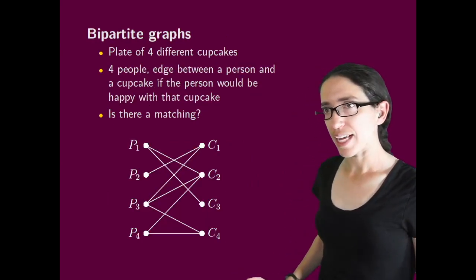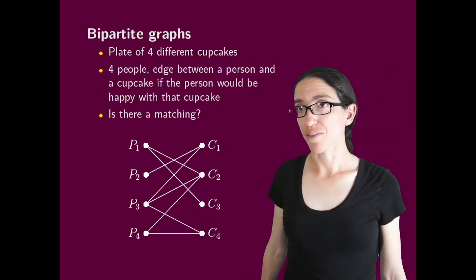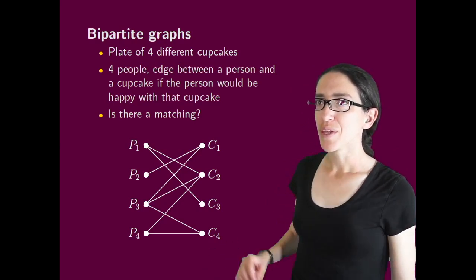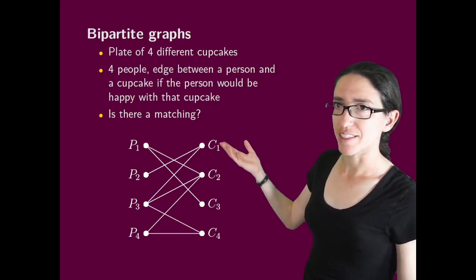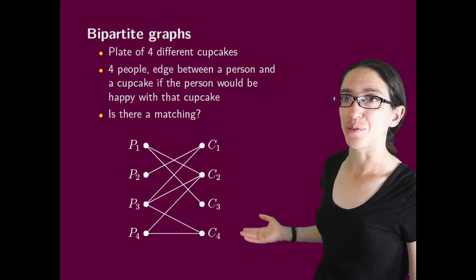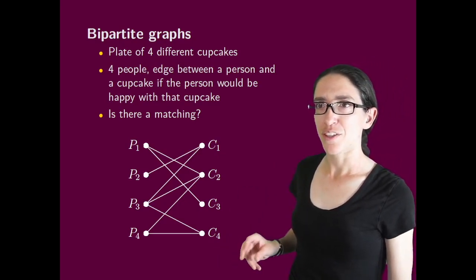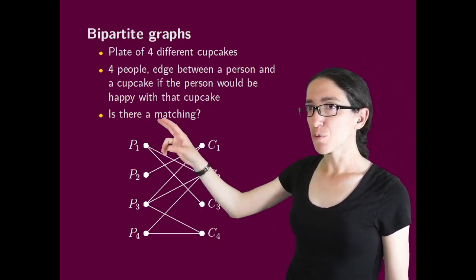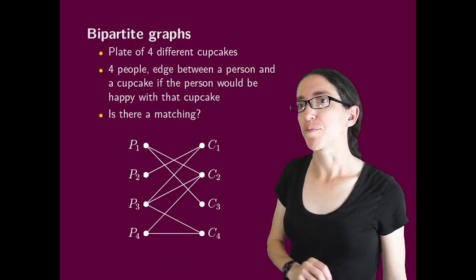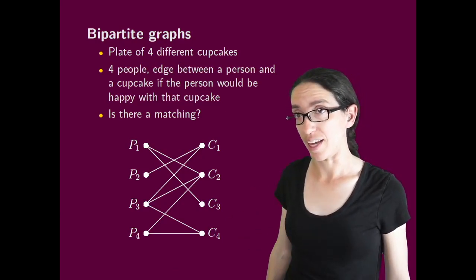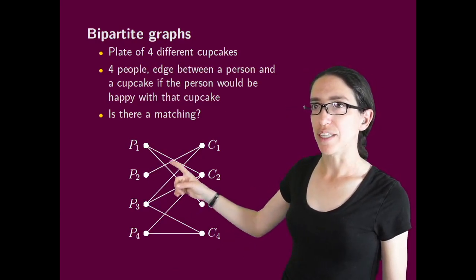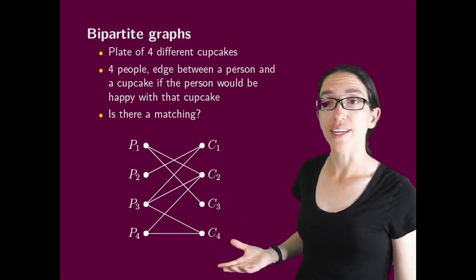A very important case of matching is in the case of bipartite graphs. And let's imagine the following scenario. You have a plate of 4 different cupcakes. They're cupcakes C1, C2, C3, C4. They're all different flavors. They're very different cupcakes. And there's 4 people, and they all have very specific preferences of what type of cupcakes they like. Let's draw an edge between each person and the type of cupcakes they are willing to eat.